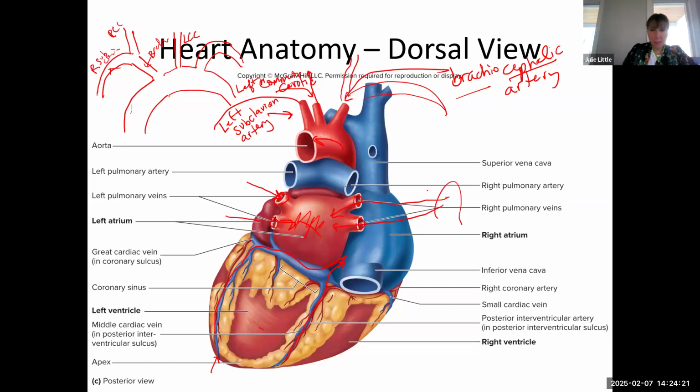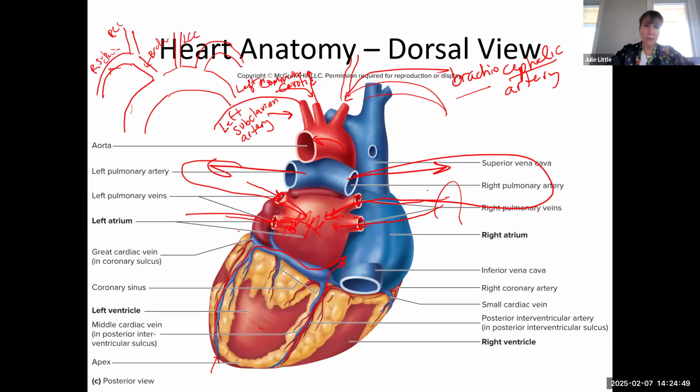Okay, from the back, we see our pulmonary arteries. This is the right pulmonary artery, so it's taking blood to the right lung to drop off carbon dioxide and pick up oxygen. This is our left pulmonary artery, so it's going to our left lung to drop off carbon dioxide and pick up oxygen. After they go to the lungs, remember that they go back in to the left atrium, after they drop off the carbon dioxide and pick up the oxygen.